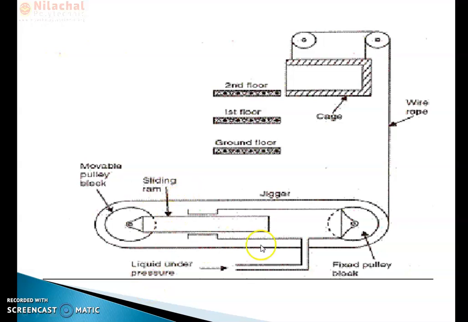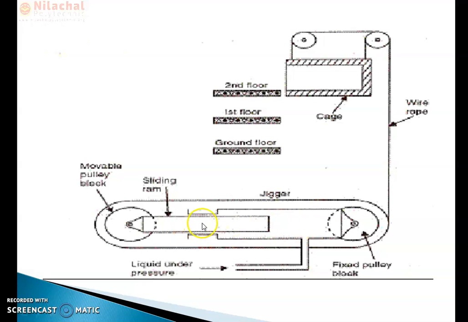Let's come to the working principle. When the high pressure liquid enters this cylinder, the sliding ram moves towards the left, and this is a moving pulley, so it will move towards the left. When it moves towards the left, this wire rope moves downward. When the wire rope moves downward, the cage will lift from the ground floor to the first floor or the second floor. So it depends upon the pressure you are giving to this cylinder.